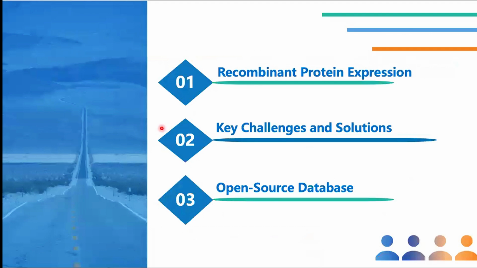For today's webinar, there will be three parts. The first part will be a short introduction to the current protein expression systems on the market. And then we will talk about some key common challenges that we have during the process, and how we can solve them. And the last part will be some useful databases for researchers to get protein information and structures.